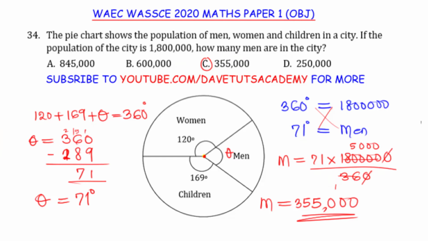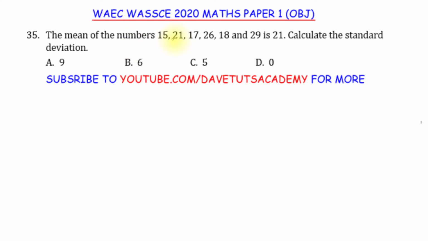All right. The mean of the numbers 15, 21, 17, 26, 18, and 29 is 21. We are to calculate the standard deviation. For us to be able to solve this, we need to understand the formula for the standard deviation.